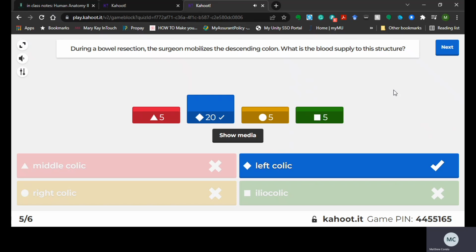Descending colon, left colic artery. Remember that the left colic artery comes off the inferior mesenteric artery, okay?